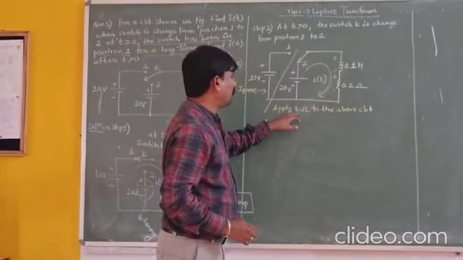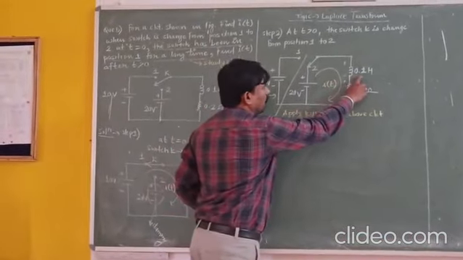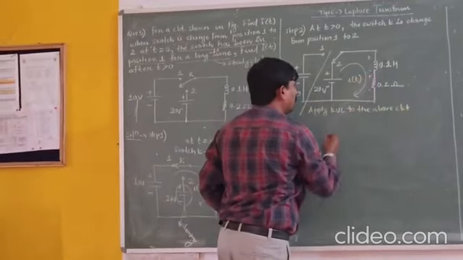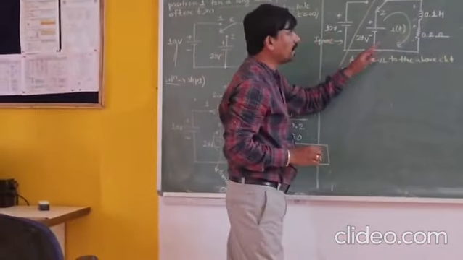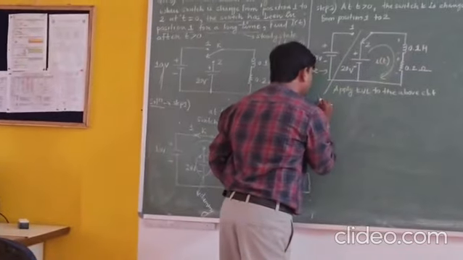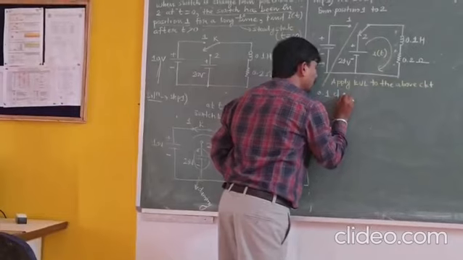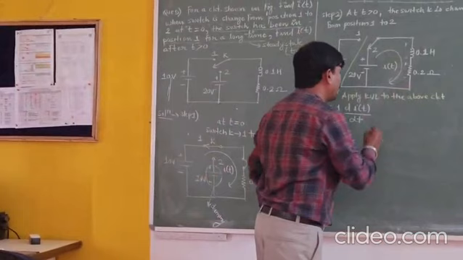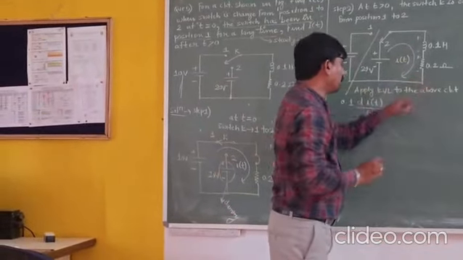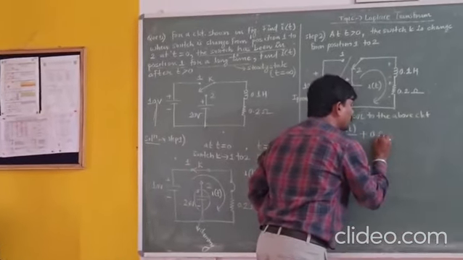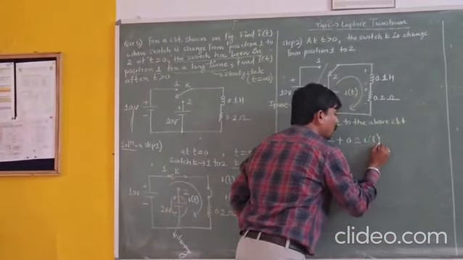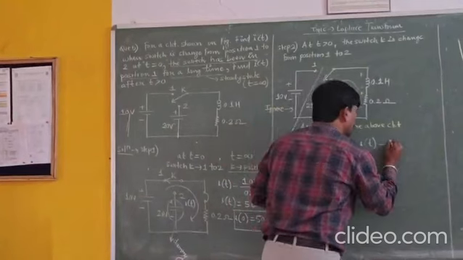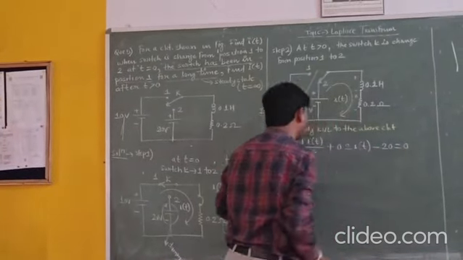So after applying KVL, whenever the current I of t is passing through the inductor, then the formula is L into di by dt. What is the value of L? That is 0.1 di of t upon dt. Now the second element is resistance. So the drop across this resistance is 0.2 I of t. Now the current is entering into the negative sign, that's why minus 20 equals to 0.